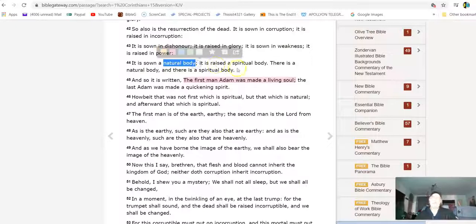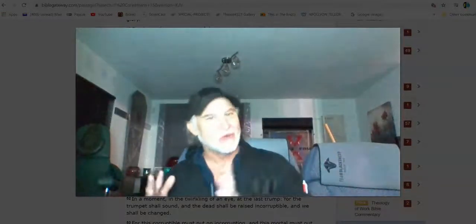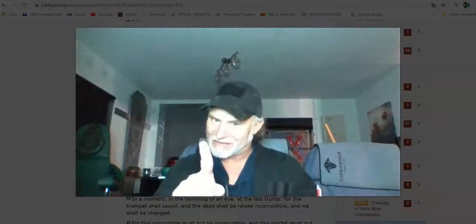Okay, think of Genesis 1 when Elohim said, let us create man in our vain show. And then it says, and it is raised in a spiritual body. Now think of Genesis 2, where the Lord God put Adam in the garden as his representative. There is a natural body and there is a spiritual body. So listen, the natural body was in Genesis 1 when the natural body was formed by Elohim.